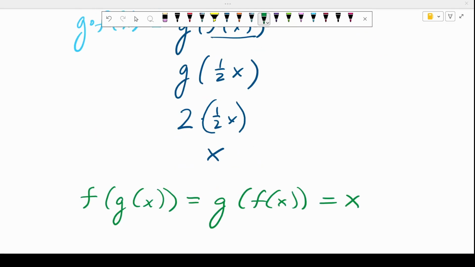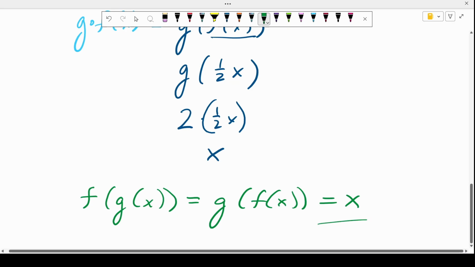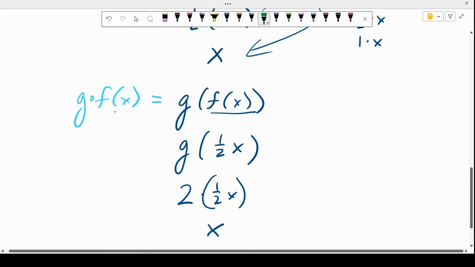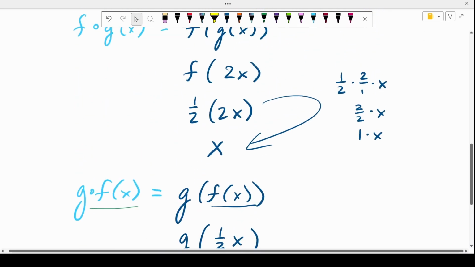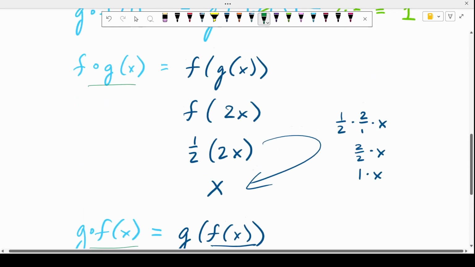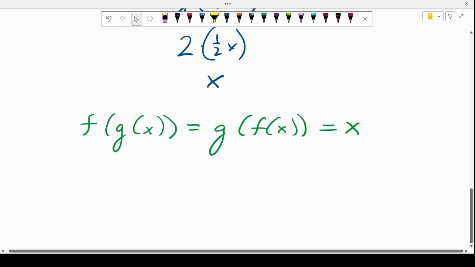So what we showed here is that with this particular example, f of g of x equals g of f of x because they're both x. Okay, f of g of x equals g of f of x equals x. And we showed this independent of whatever the value of x happens to be. So in fact, we showed that this is true for all x's that are real numbers.